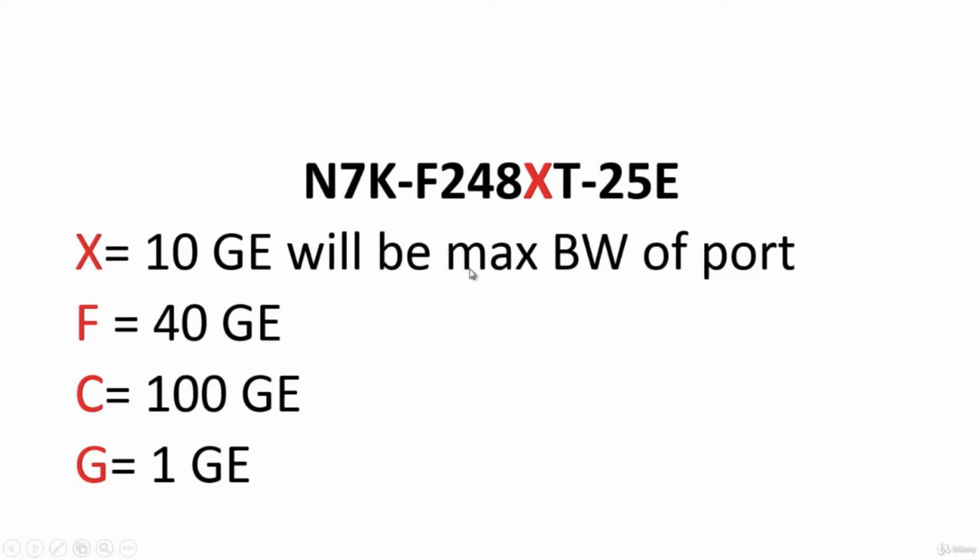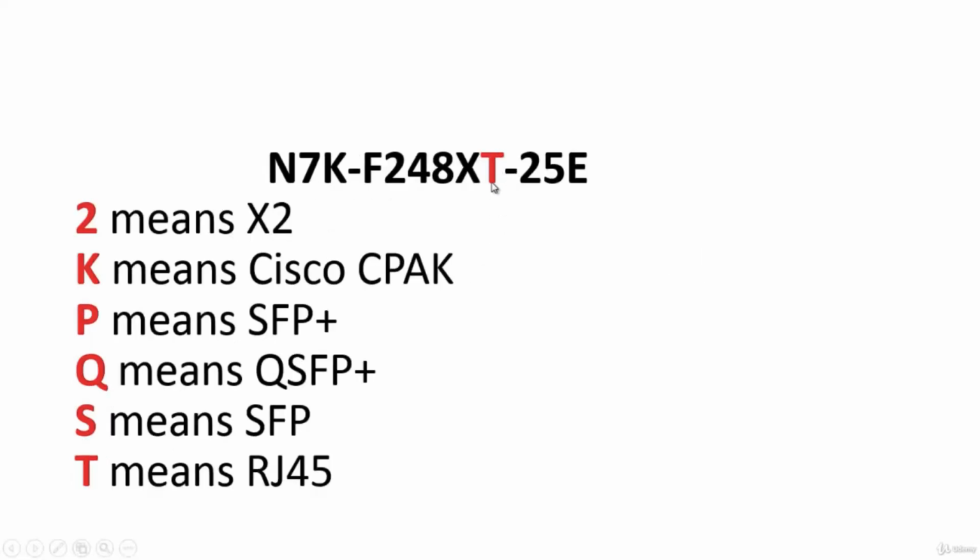Very simple to understand. What does this T mean? This is basically the port type. T means RJ45, and if it was S, that would mean SFP. SFP plus will be denoted with P. Q means QSFP plus. K means Cisco CPAK. Cisco CPAK can provide 100 Gbps of wire transfer. So SFP, SFP plus, these are all transceivers. I request you to just search in Google what is SFP, QSFP plus, and what are the differences.